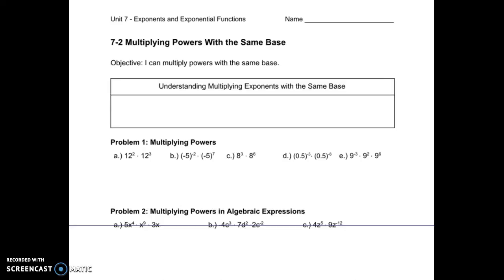Okay, we're on chapter 7, section 2, multiplying powers with the same base. Our objective: I can multiply powers with the same base. So our first box here says understanding multiplying exponents with the same base. We're just going to give an example and work through it.